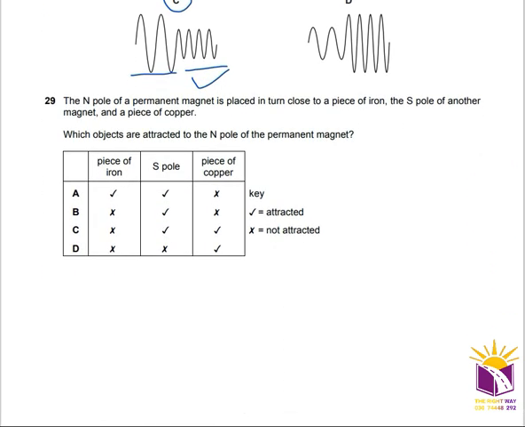The north pole of a permanent magnet is placed in turn close to a piece of iron, the south pole of another magnet, and a piece of copper. Which objects are attracted to the north pole of the permanent magnet? We know that iron is going to be attracted. The south pole is also going to be attracted, because north and south poles attract each other. But the copper is not going to be attracted by the permanent magnet. So A is the right option.